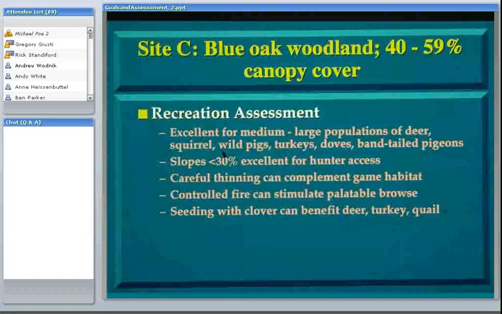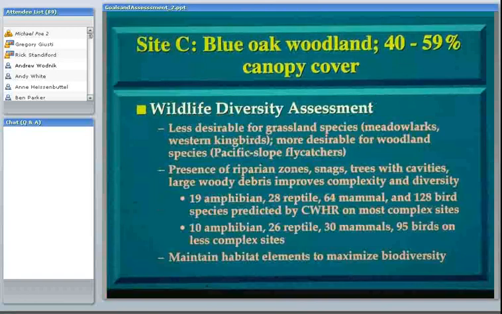For recreation, and Bill will talk about this next week, but this has some good opportunities, especially since this is a less than 30% slope, good access for hunters, excellent to medium large populations of deer, squirrel, wild pigs, turkeys, so some of the commercial game species. There can be some thinning that could be done to improve game habitat. Prescribed fire could be used to improve browse, and we talk about perhaps some supplemental seeding might improve some of the habitat for game species.